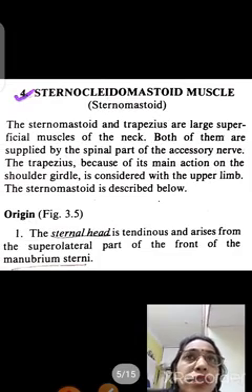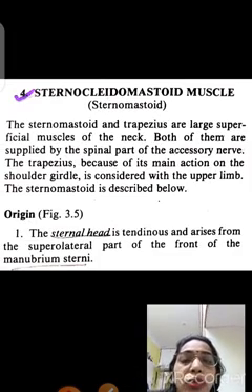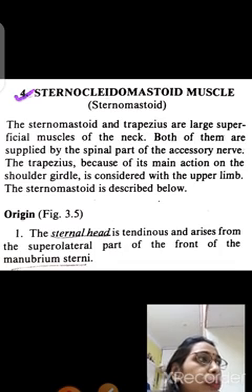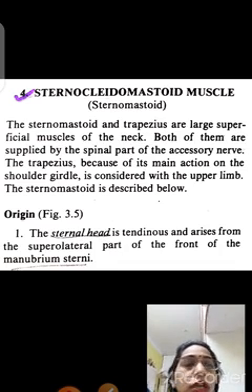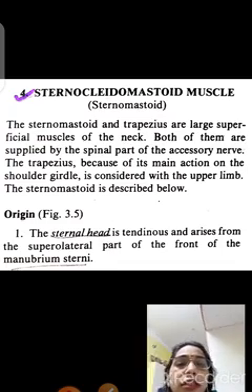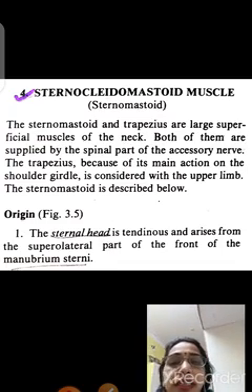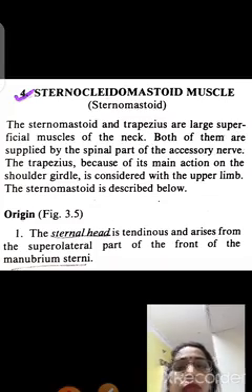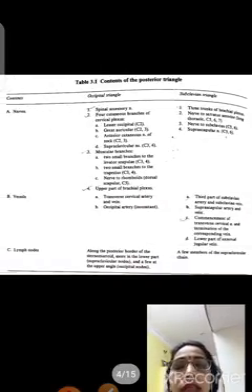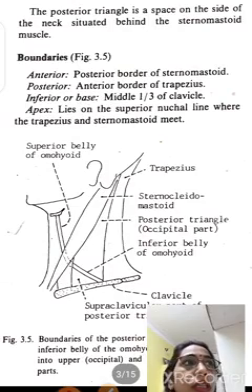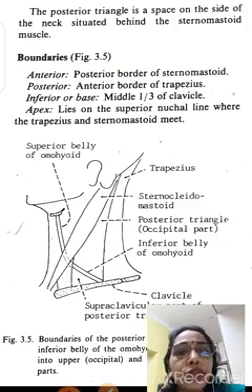So they have considered trapezius into the upper limb because its action is on the upper shoulder. Now the origin of the sternal head. The sternal head is tendinous and arises from the supralateral part of the front of the manubrium sterni. See, here you can see the sternal head is tendinous, arises from the supralateral part of the front of the manubrium sterni.